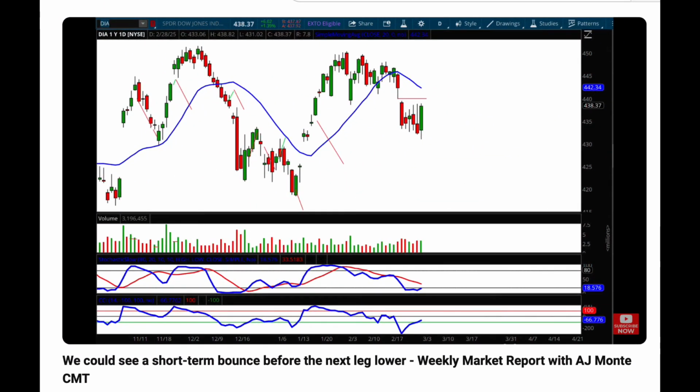But I do believe next week, Monday and Tuesday especially, I think we could rally up towards that moving average. And it's going to form what I believe is a new ABCD pattern, which will eventually get us down to this low here at 425.51. We take this one week at a time.